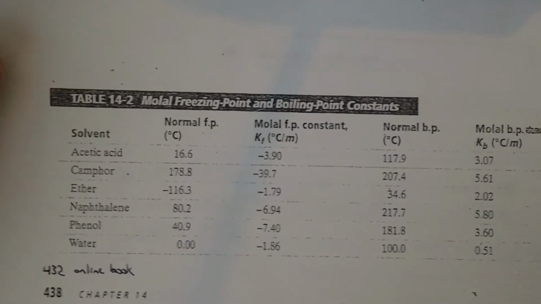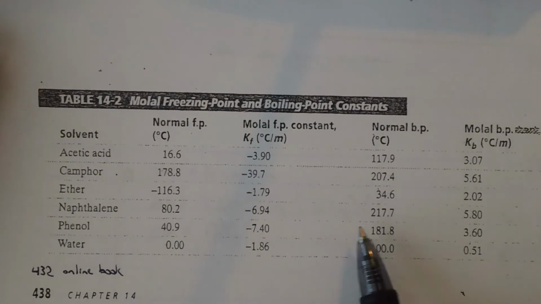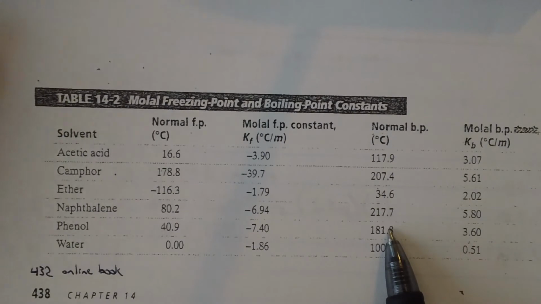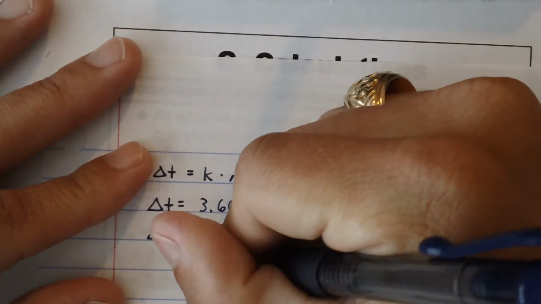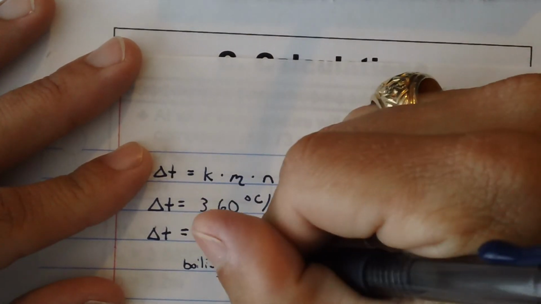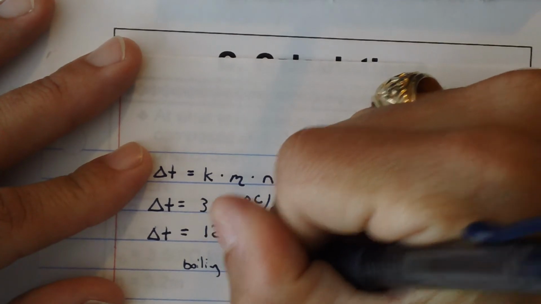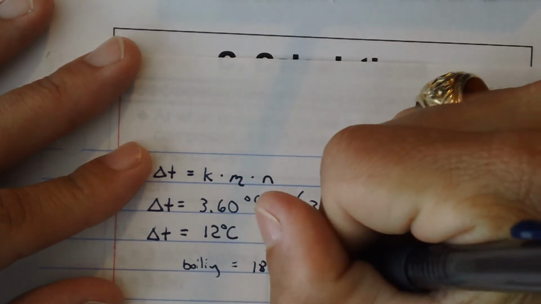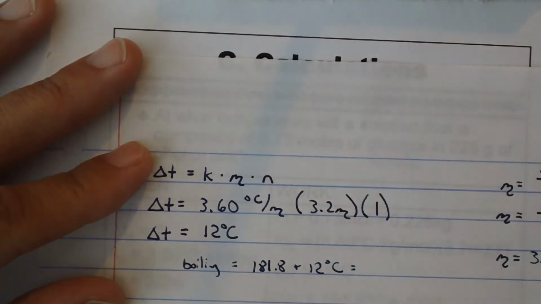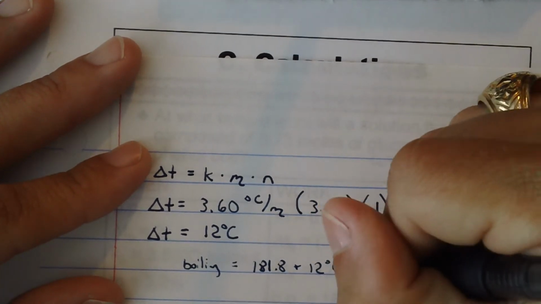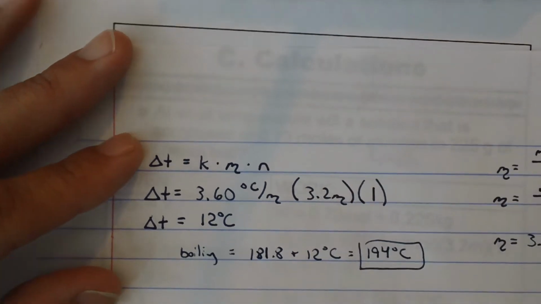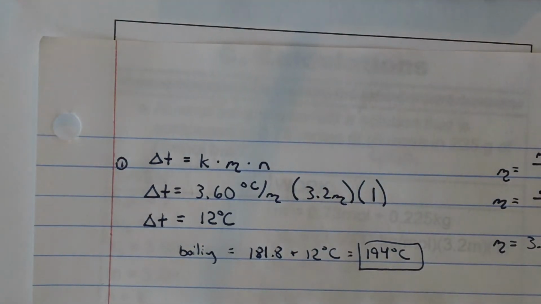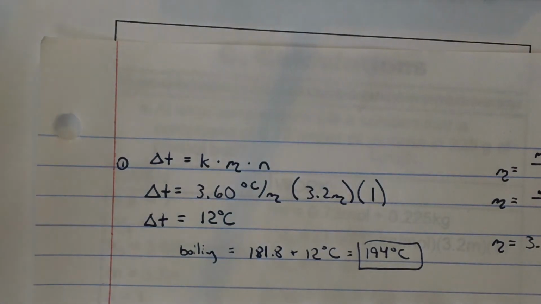You're back to the little reference chart. And so for phenol, the normal boiling point is 181.8. And so our new boiling point would equal the 181.8 plus the 12 degrees Celsius, and that would give us our new boiling point of 194 degrees Celsius. So there's our new boiling point of phenol.